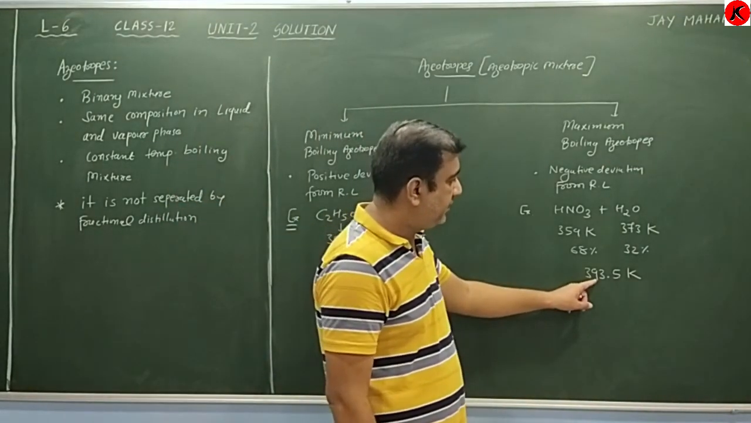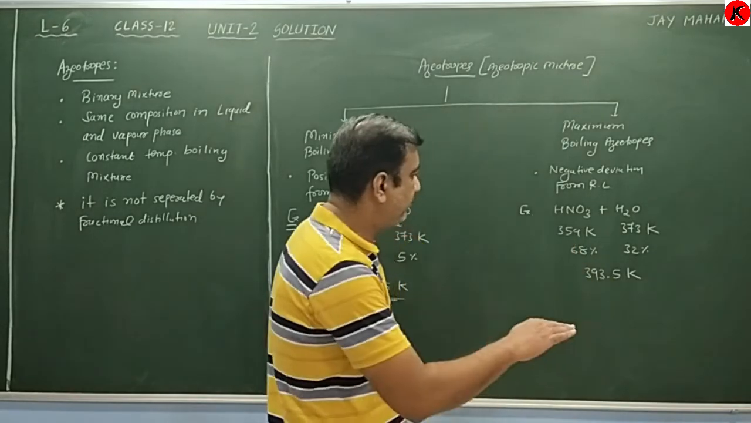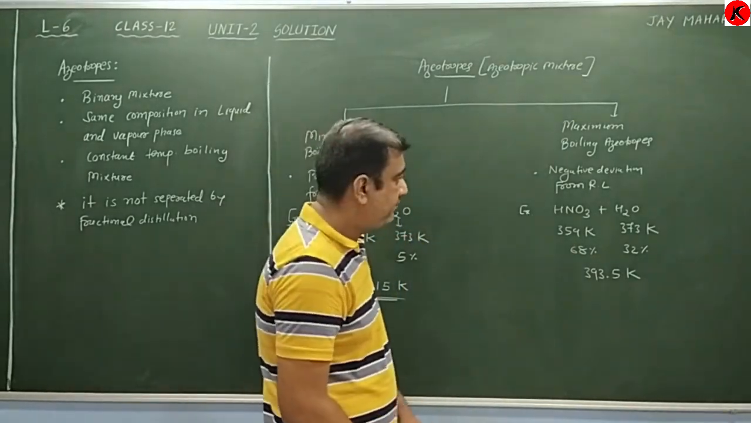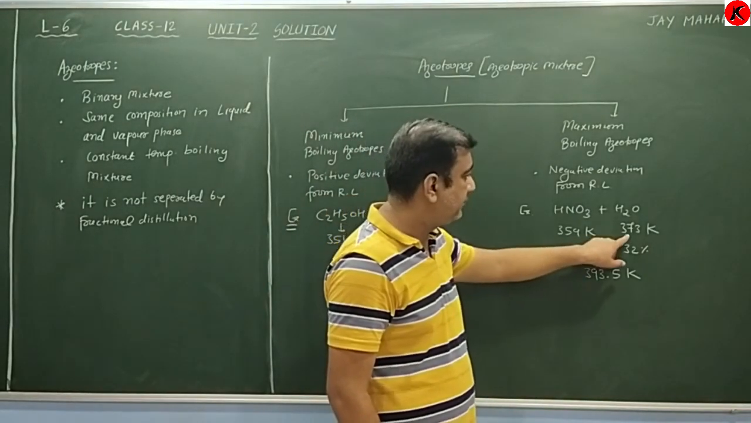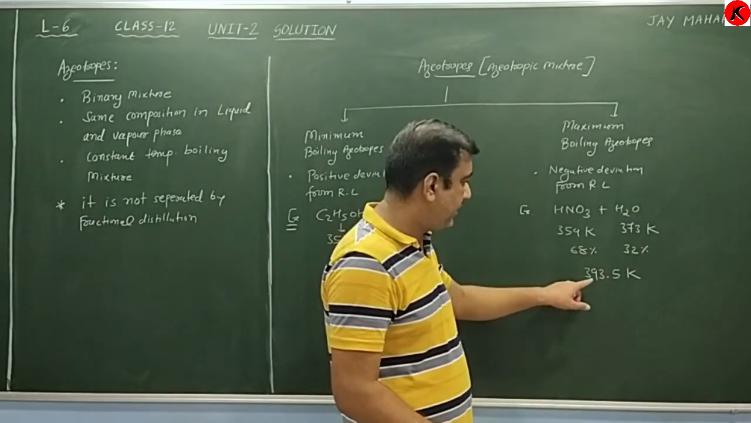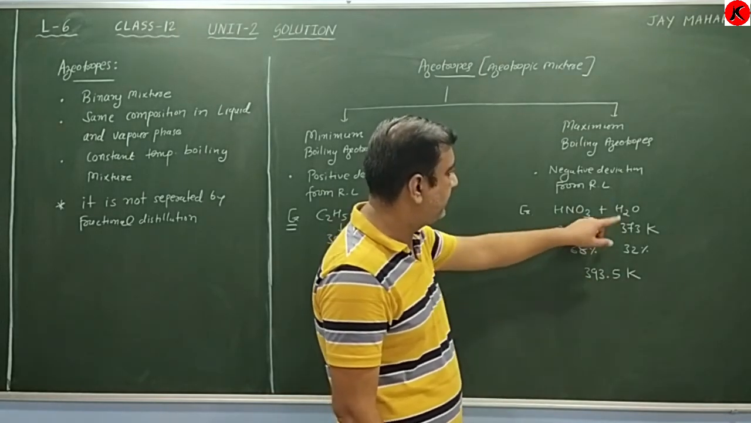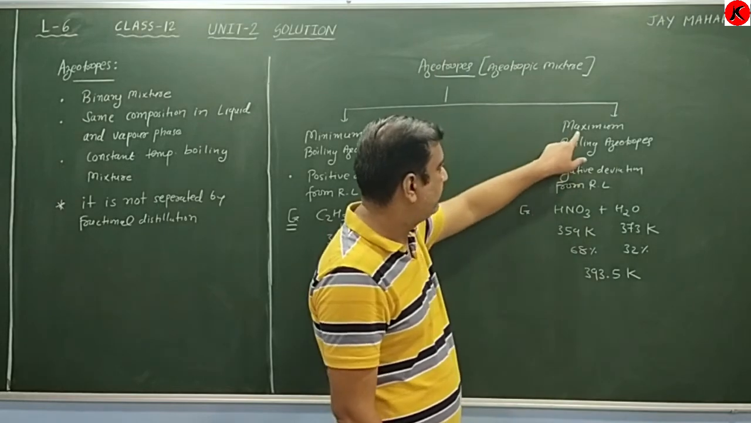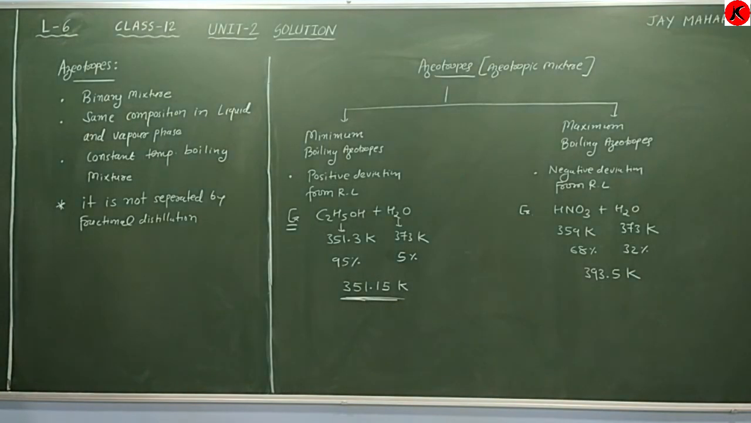Now this boiling point value is greater than the boiling point of each component present in the azeotropic mixture. So here 359 Kelvin, 373 Kelvin, and the boiling point of the azeotropic mixture is 393.5 Kelvin. That means higher than both the components. Therefore, it is known as a maximum boiling azeotrope. So this is the discussion of azeotropes and the types of azeotropes.